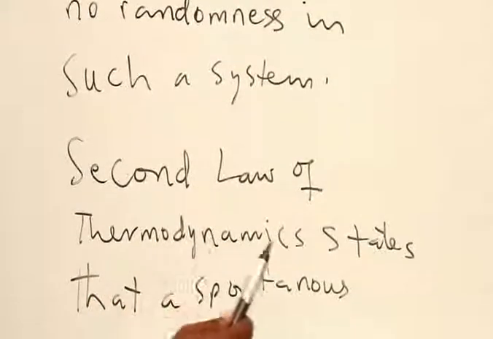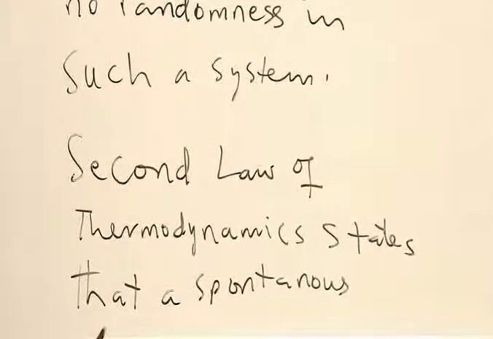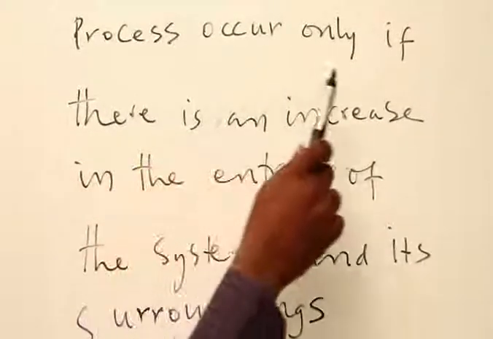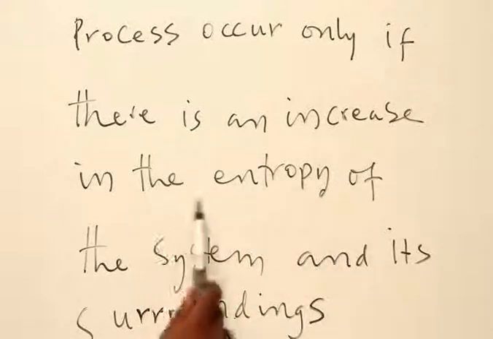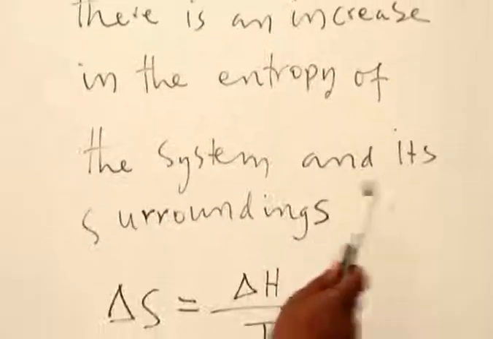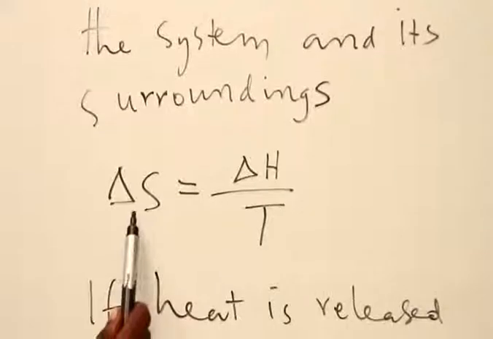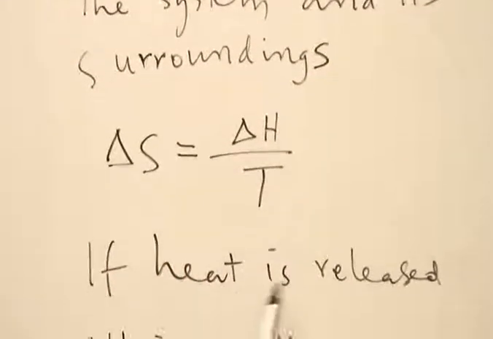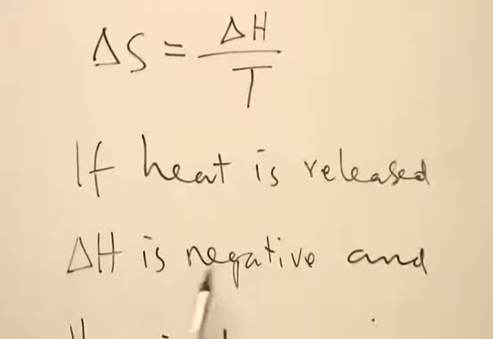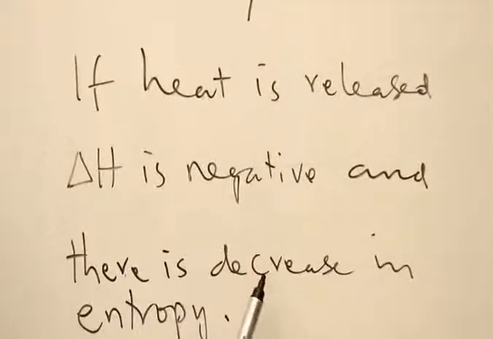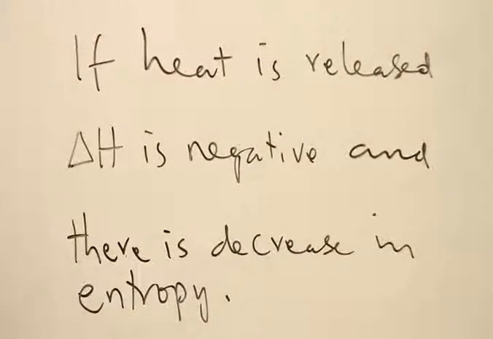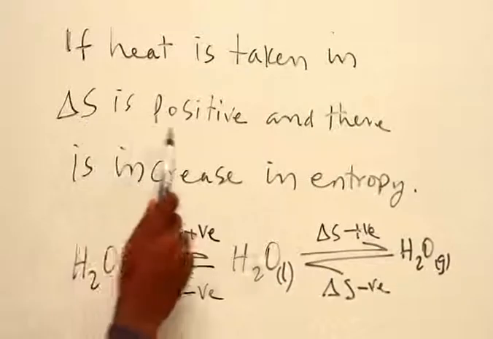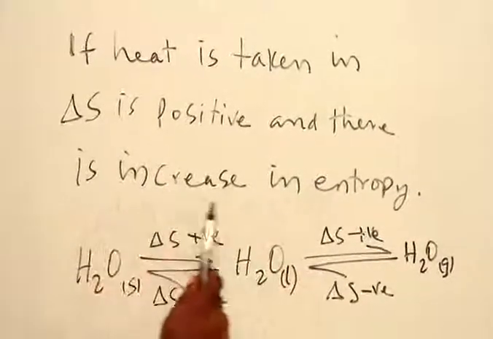The second law of thermodynamics states that a spontaneous process occurs only if there is an increase in the entropy of the system and its surroundings. Delta S is equal to delta H over T. If heat is released, delta H is negative and there is decrease in entropy. If heat is taken in, delta S is positive and there is increase in entropy.